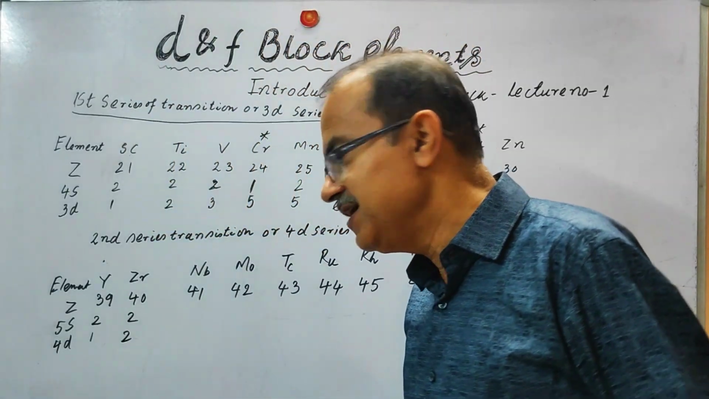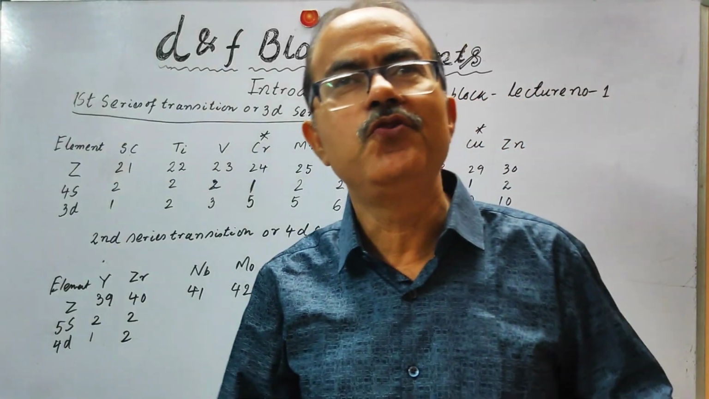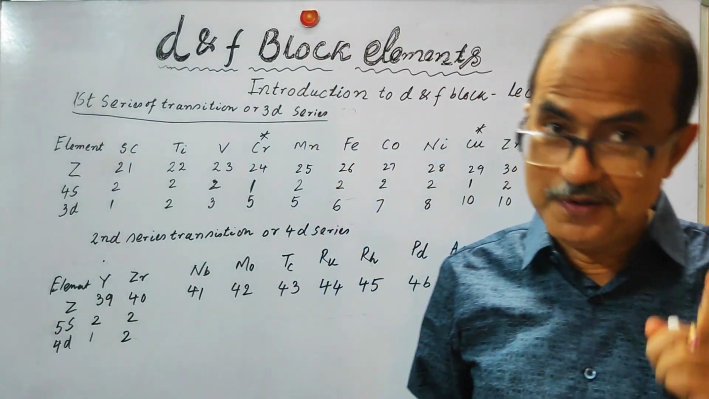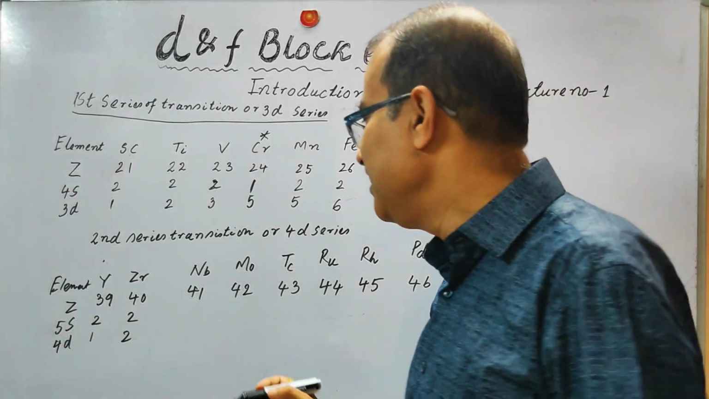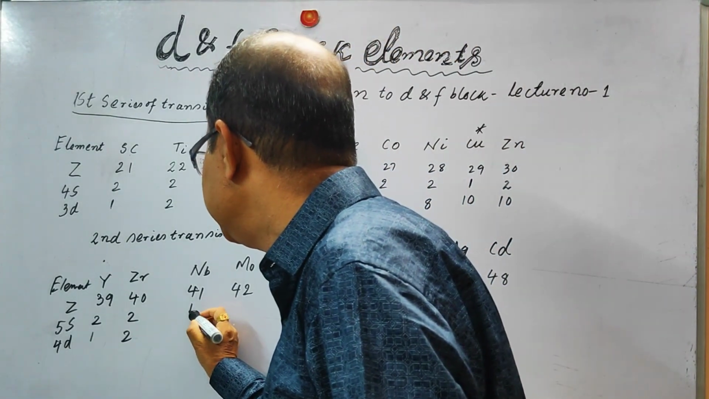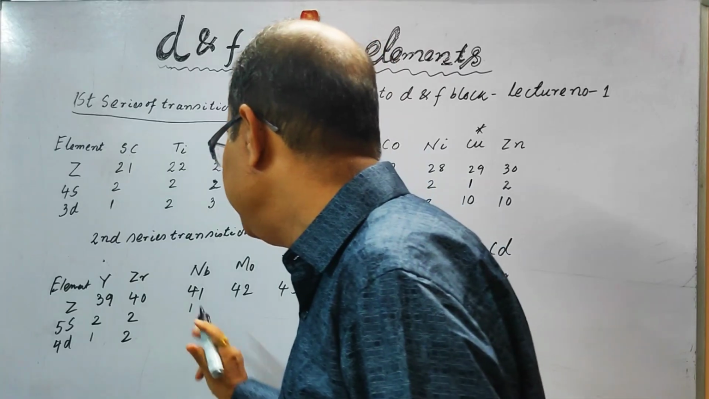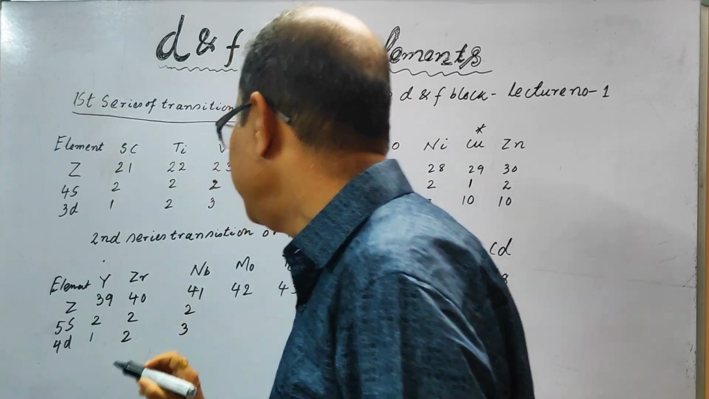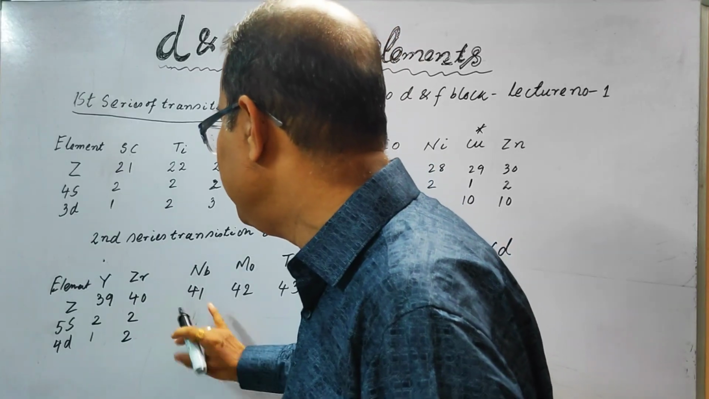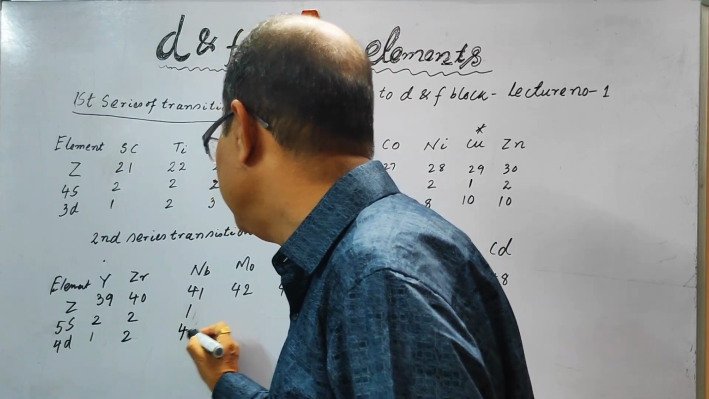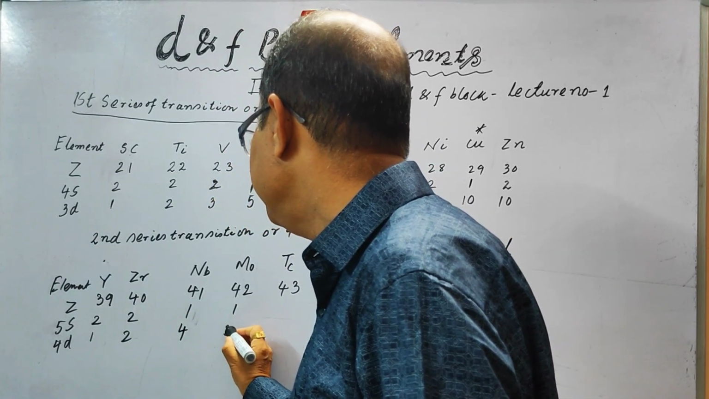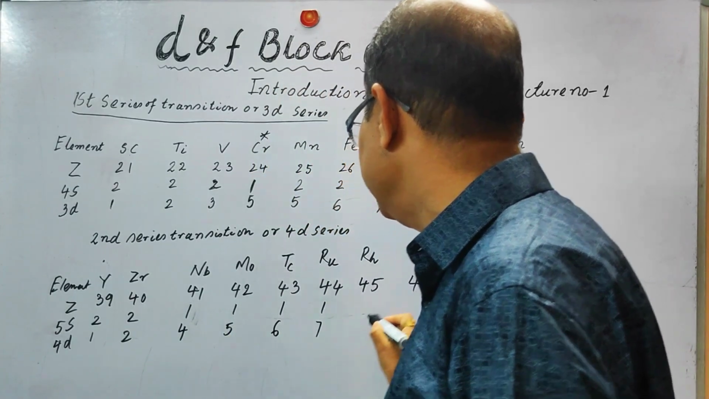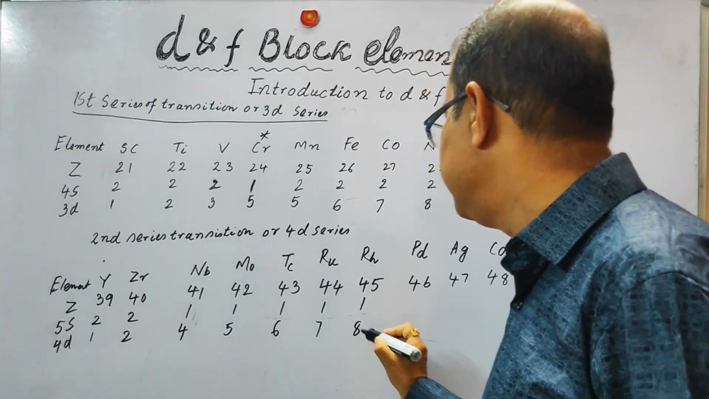Now here you see there is again an exception. In chemistry you will find a lot of exceptions, and you have to remember all those exceptions. Here also you can see an exception. Niobium will be 1, 4. As far as going by the pattern it should be 2, 3, but it will not be like this. It will be like 1, 4, 1, 5, 1, 6, 1, 7, 1, 8.